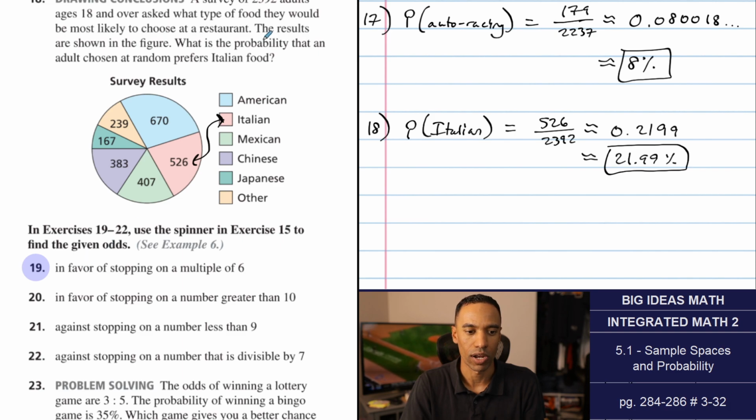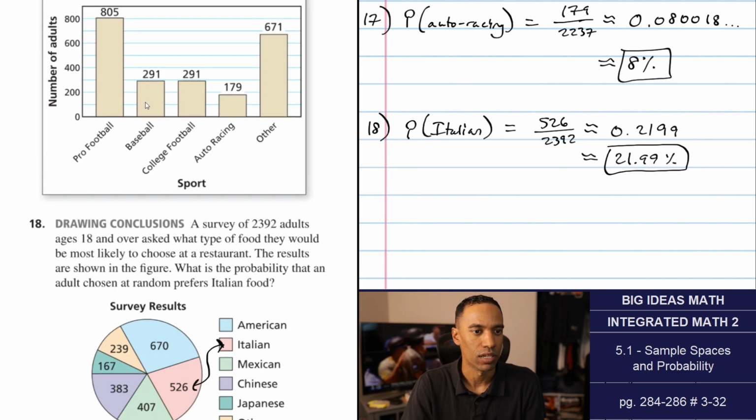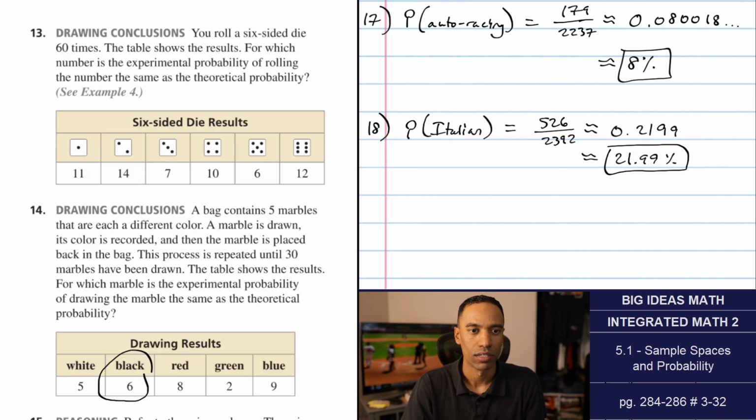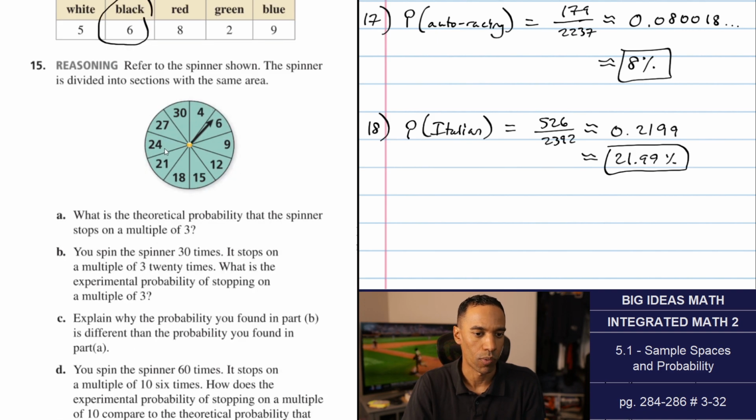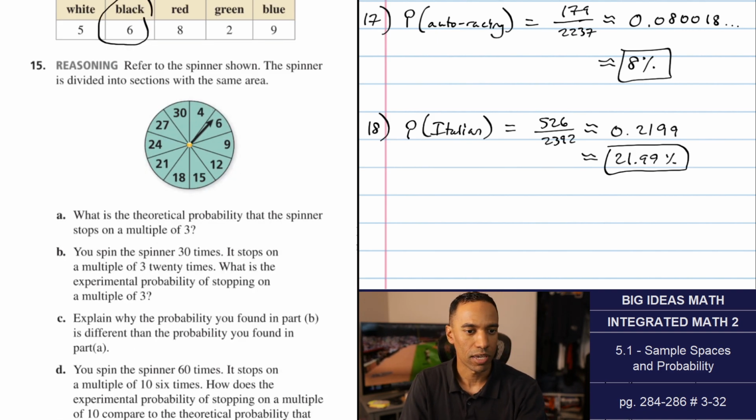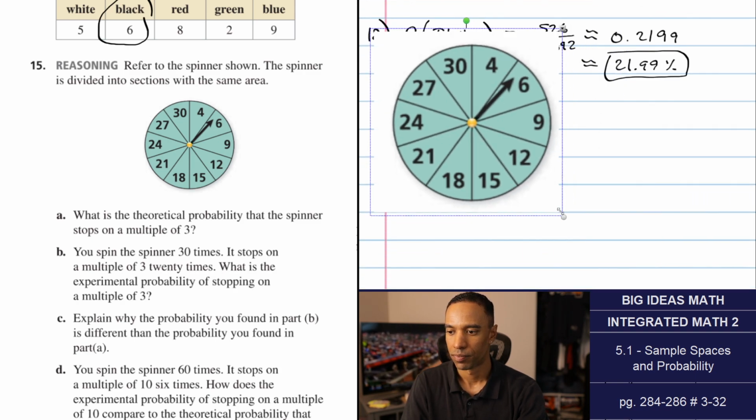In exercises 19 to 22, use the spinner in exercise 15 to find the given odds. Notice they did say the word odds now and not probability. So odds means we have to, wait, where's 15? Oh, I have to go back. Let me copy and paste this spinner because I'm going to be on the other page.